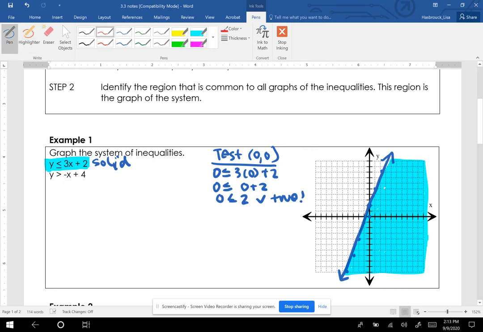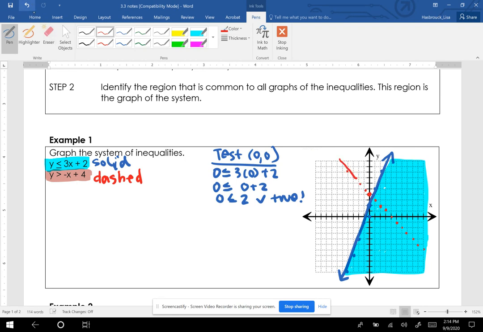So for the next line, I'm going to start by highlighting that area. So this line is going to be a reddish color. y is greater than negative x plus 4. This will be a dashed line because it's not or equal to. My y-intercept is at 4. My slope is negative 1, so I go down 1, right 1. I can also go up and back.